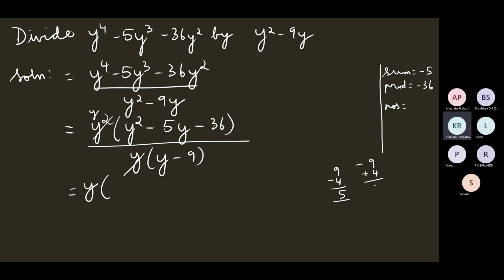Correct, Laksha. Minus 9 and plus 4. Because minus 9 into plus 4, when you multiply, you get minus 36, and the sum minus 9 plus 4 is minus 5. So the required numbers are minus 9 and plus 4. Yes, Anugraha, continue.